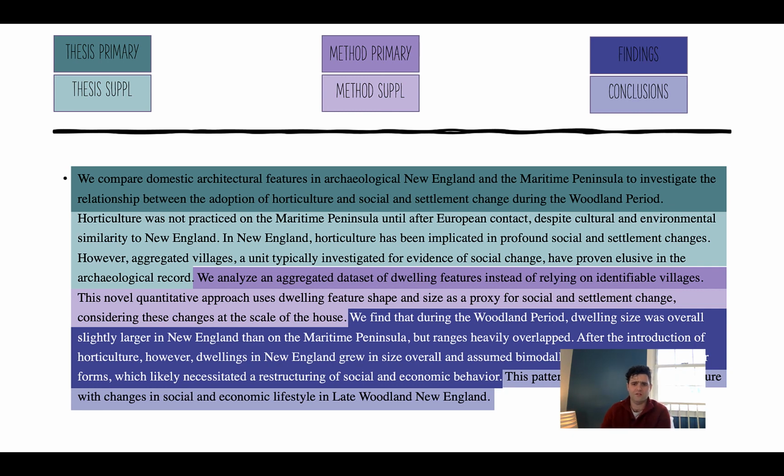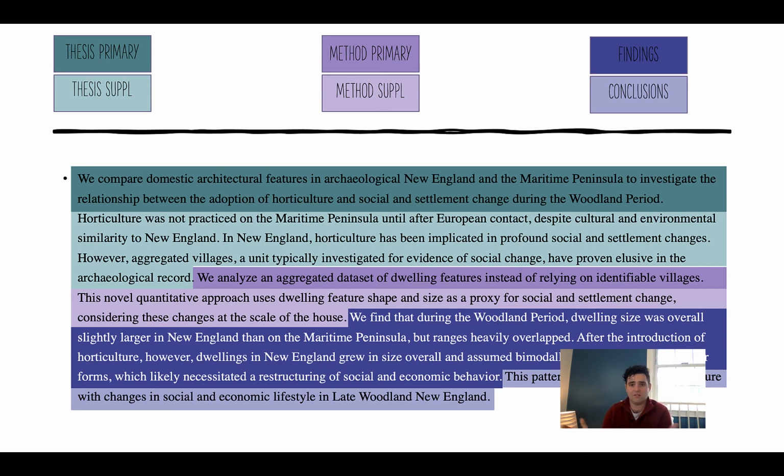Now our findings and conclusion. Findings. We find that during the woodland period, dwelling size was overall slightly larger in New England than on the Maritime Peninsula, but ranges heavily overlapped. After the introduction of horticulture, however, dwellings in New England grew in size overall and assumed bimodally distinct larger and smaller forms, which led to the necessity of restructuring the social and economic behavior. That's it. We just told you what we found.